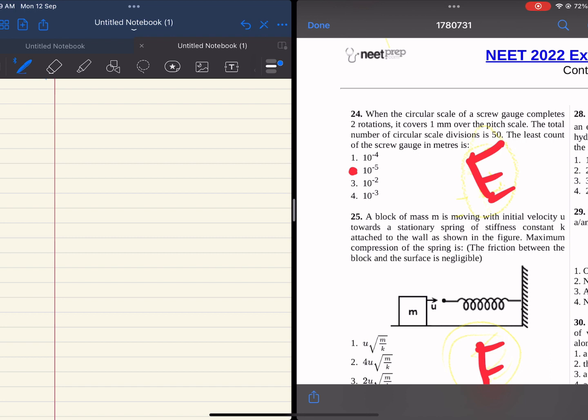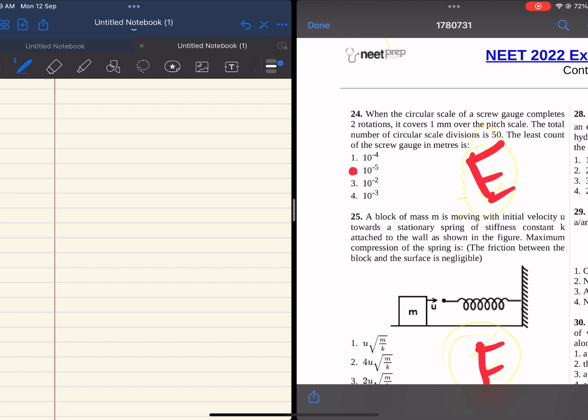Now if I move on to the 25th one, it can be done using the work energy theorem or the principle of energy conservation. Since the spring is massless, the energy is conserved here. Otherwise we would need to use momentum conservation and proceed in a different way. Whereas here, I just need to directly apply energy conservation.